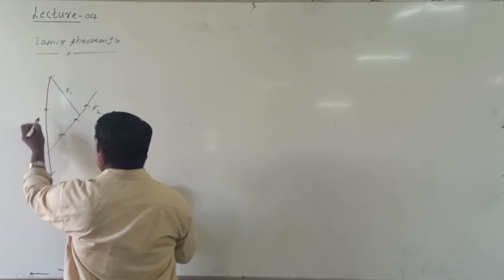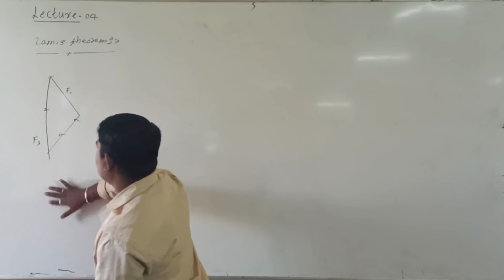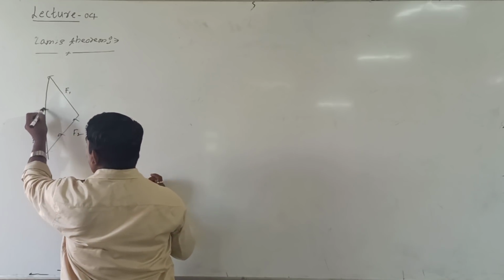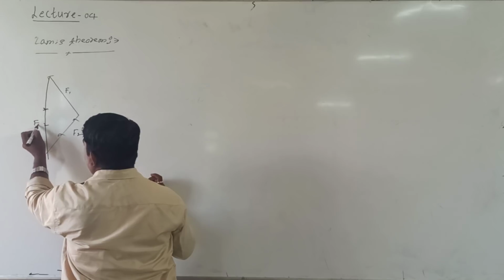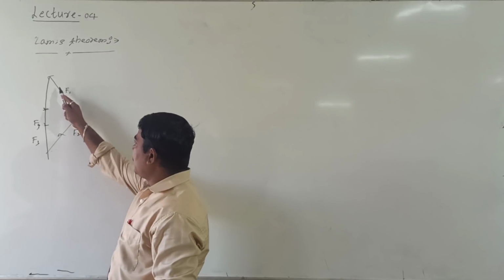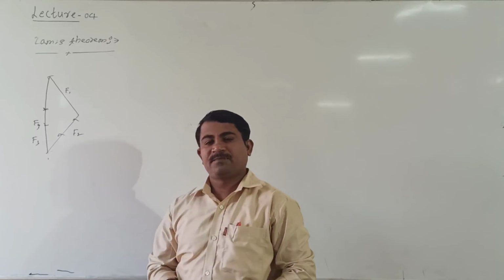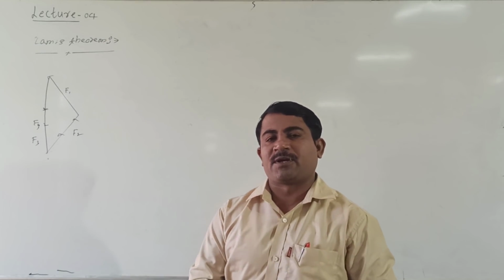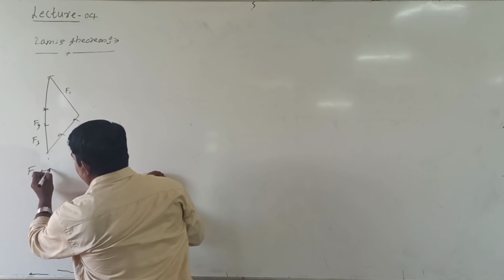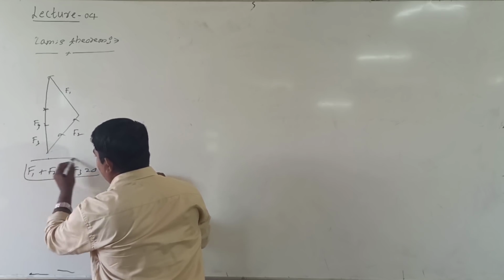Look at me here. What can you conclude from this? F1 is in this direction, F2 is in this direction, and F3 is in this direction. Head is coinciding with the tail, again and again. All three vectors are in the same order. If all three vectors are in the same order, then F1 plus F2 plus F3 must be equal to 0. Already we said that.